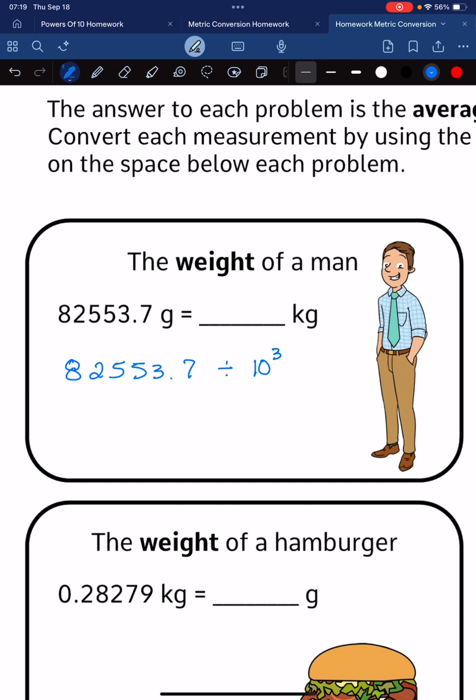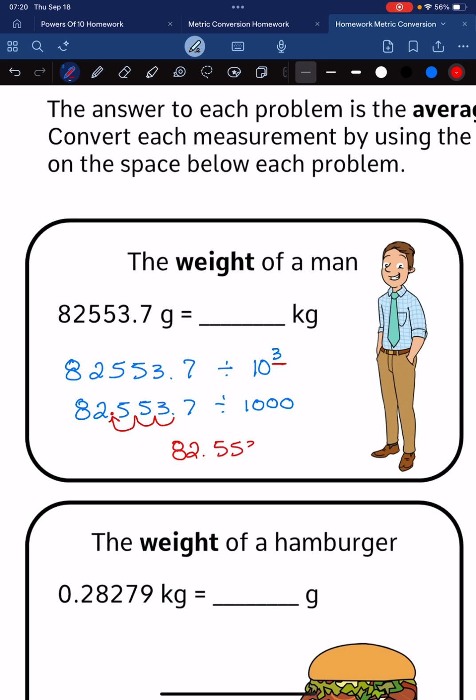Okay, and so when I divide this by 10 to the 3rd power, that means I'm dividing by what? 1,000. Okay. So how many places to the left am I going to be moving my decimal point? I'm going to be moving it 3 places. So here's my decimal point. I got 1, 2, 3. So my decimal point will go right here. And so my new number will be 82.